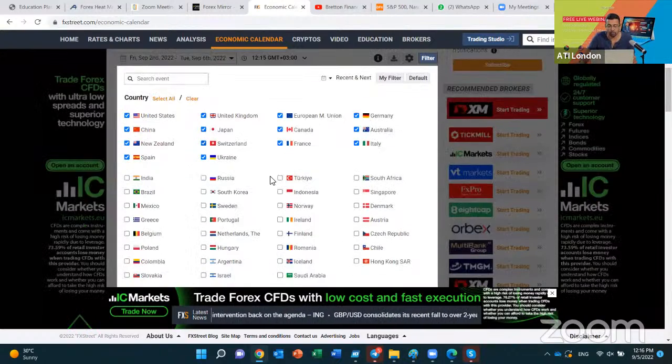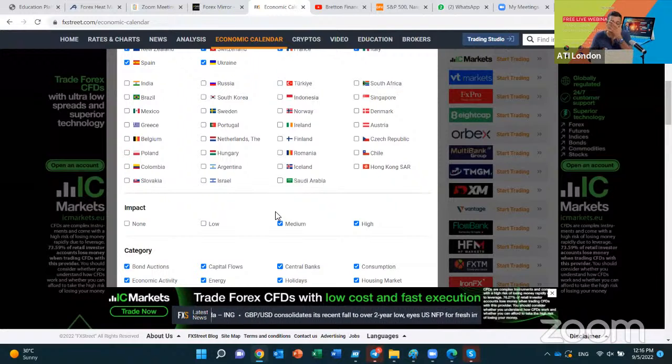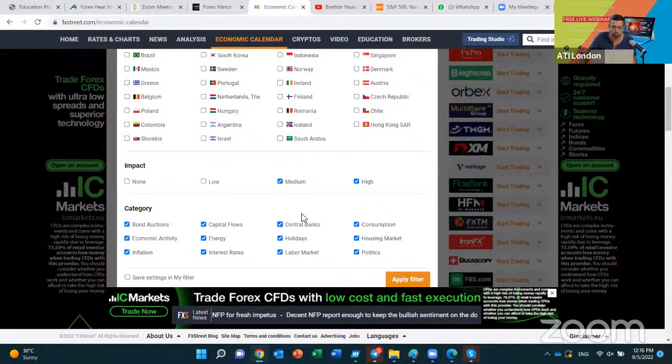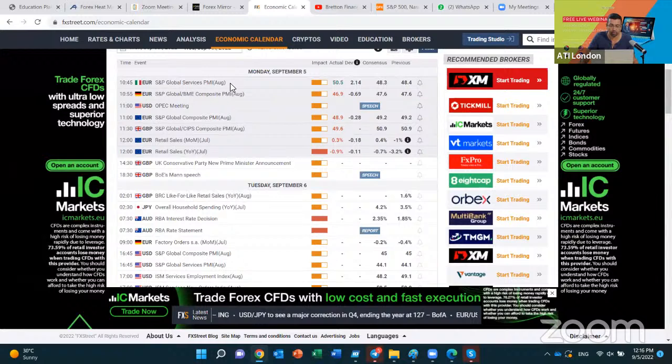Because I've got some questions on how to filter, or the best way to filter your economic calendar for the entire week: make sure that under the impact side, it's not necessary for us to have the low impact data showing. So we untick the low impact ones, and then we go on to the medium and the high impact ones, and then you can have it as such.